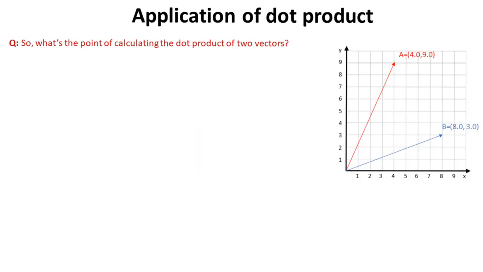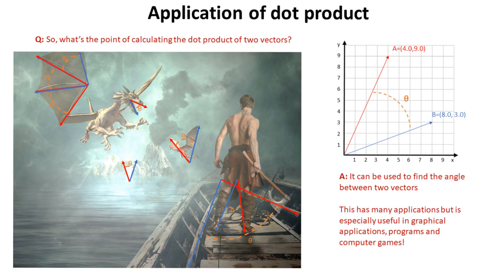Okay, so in the last video we looked at how to produce a dot or scalar product, but what's the point of calculating the dot product of two vectors? Well, it can be used to find the angle between any two vectors that you supply. This has many applications in computer science, but can be especially useful in graphical application programs and computer games, as is shown here by this screenshot.